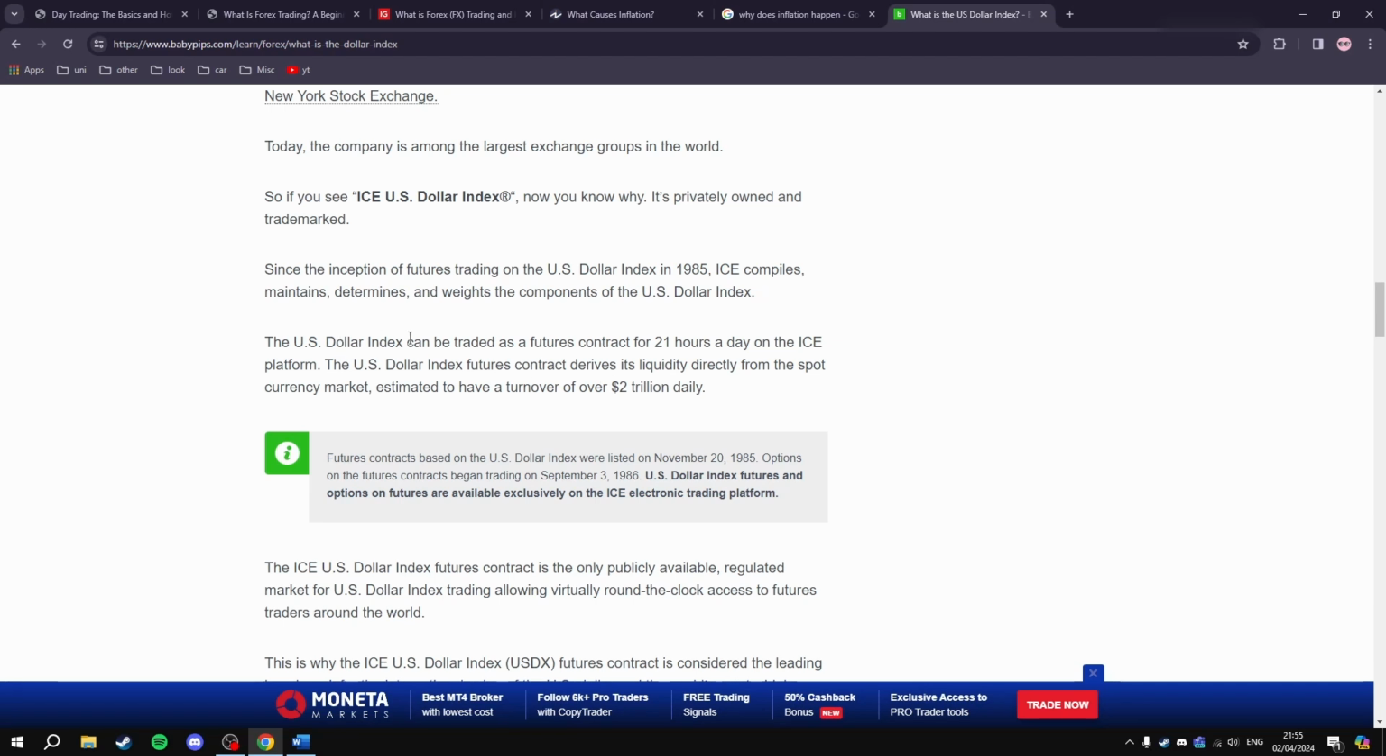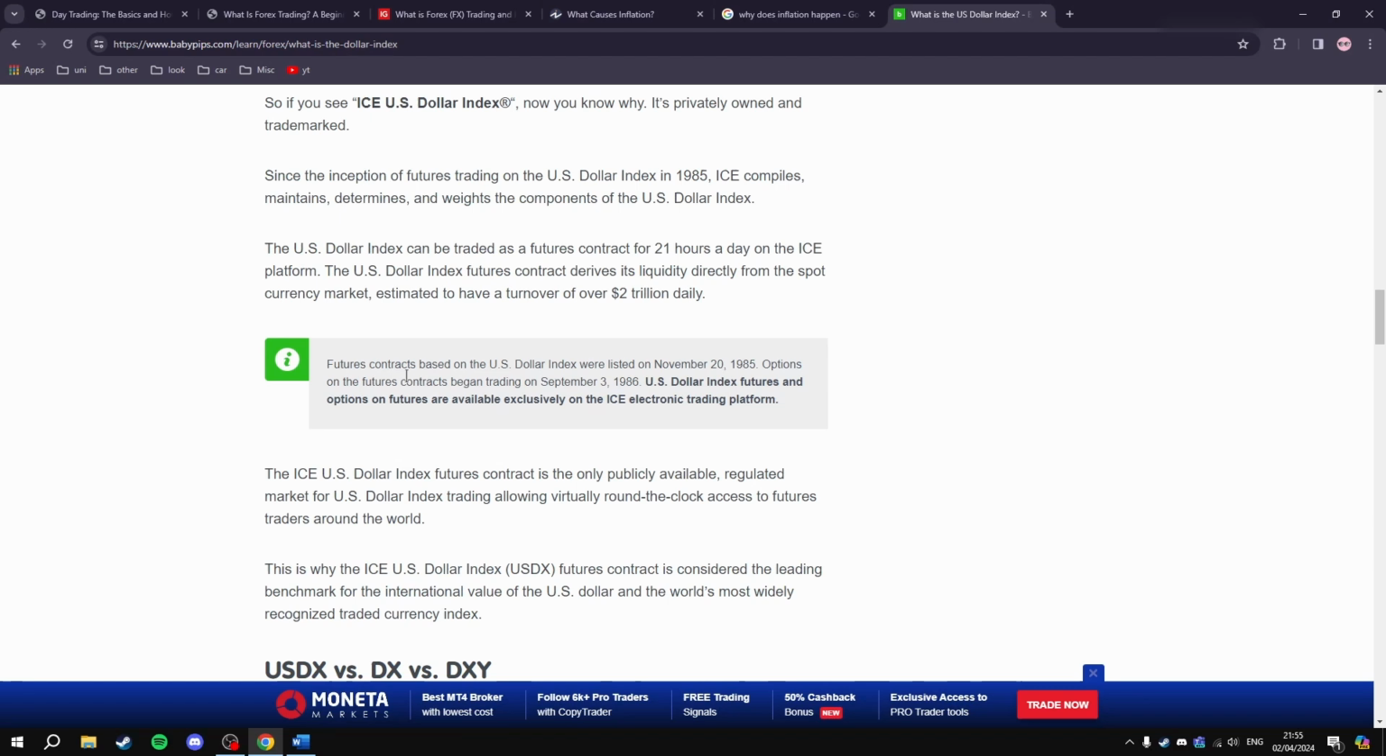Whoa, the US Dollar Index can be traded as a futures contract. Futures contracts based on the US dollar index were listed on November 20th, 1985. Options on the futures contract began trading on September 3rd, 1986. US dollar index futures and options on futures are available exclusively on the ICE electronic trading platform.